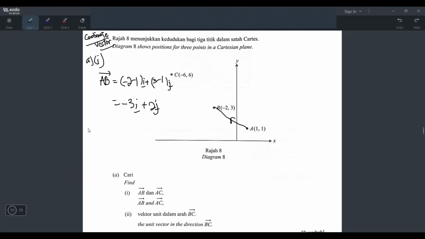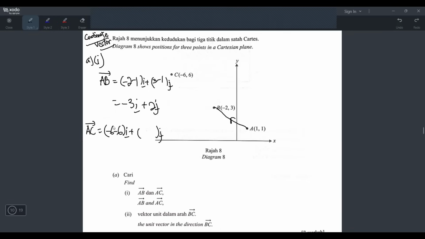Okay, next one is to find AC. Means you have to take, to get the coefficient of I, apa you kena buat? You have to take A coordinate minus C or C minus A. You wajib ambil C minus A because it is from A to C. So you have to take C minus A, right? But take the x coordinate dulu. So negative 6 minus 1, right? Then you will get the coefficient of I.